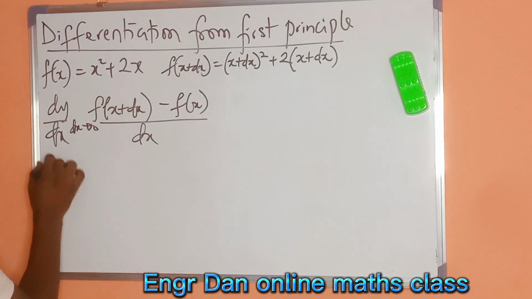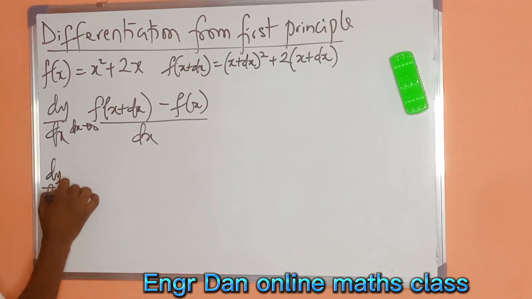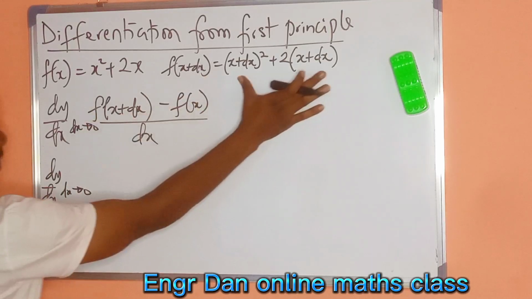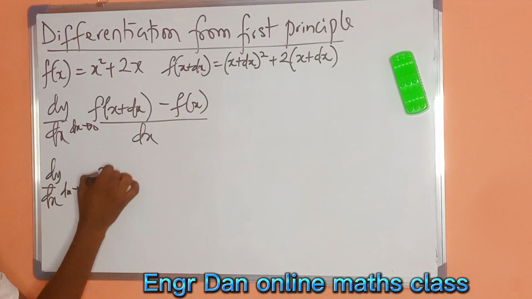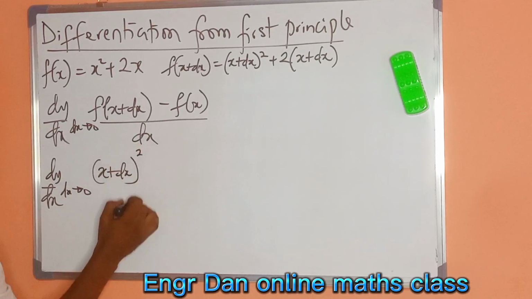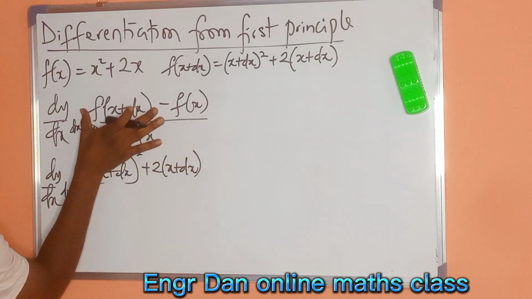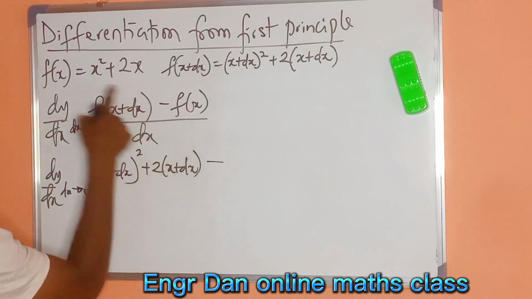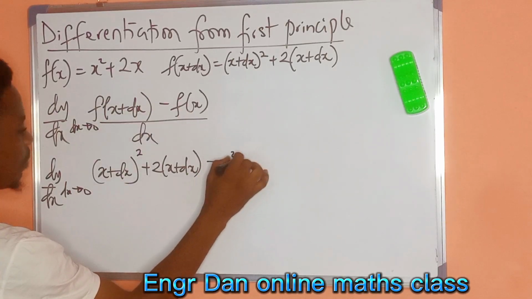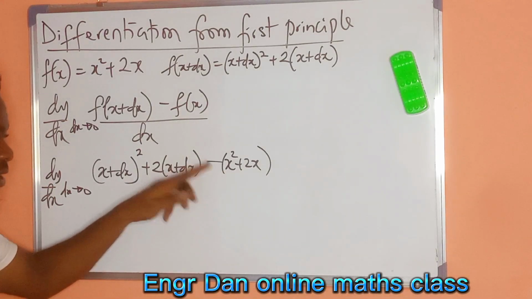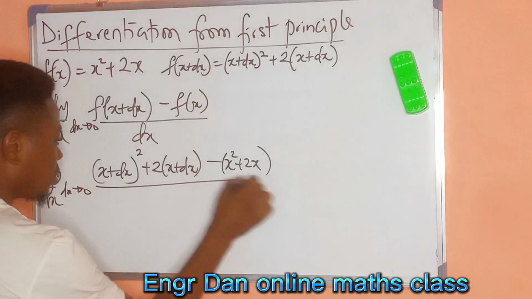Now, dy/dx as dx tends to 0. What is our f of x plus dx? That's now x plus dx all squared plus 2 times x plus dx. Everything we've written here is f of x plus dx minus f of x, and f of x is x squared plus 2x. Because there's a negative sign here, just put this in brackets, so no student makes a mistake with that. If you put it in brackets, it's obvious that when you open this bracket, the negative sign opens the bracket. Over dx.